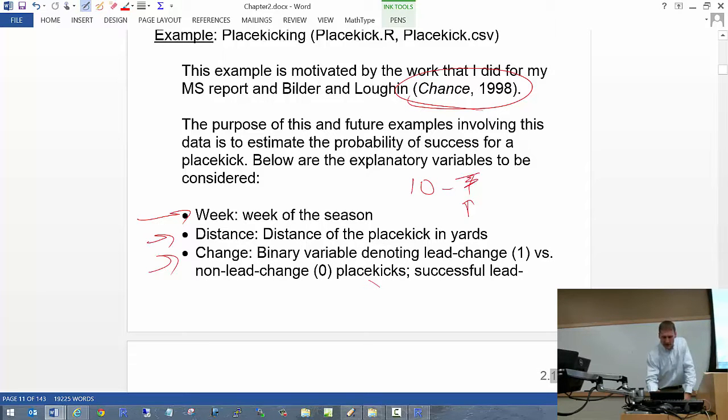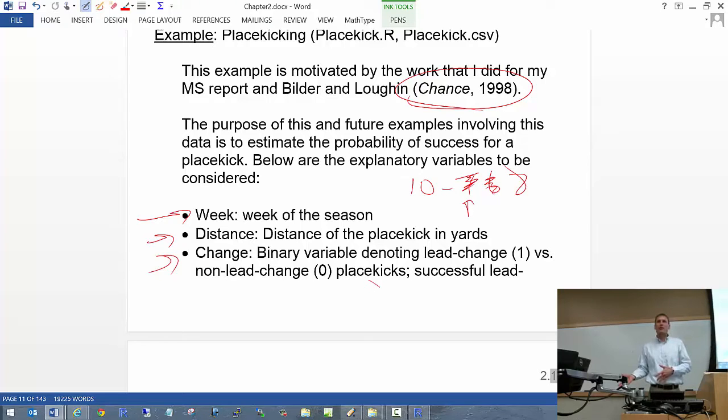If instead I had 10-6, then it would be not a lead change place kick. Because now it's 10-9, and the team that was kicking is still behind. If it was 10-8, it would be a lead change place kick. Because now the team that was kicking would be ahead. If it was 10-10, it would also be a lead change place kick.